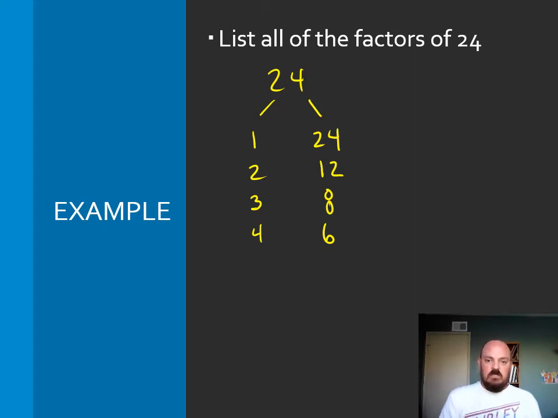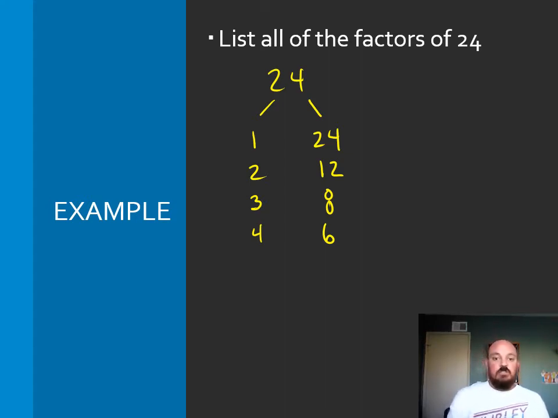And then the next number is 6, but if you look, 6 is already on our list because we have 4 times 6. And that's when you know you can stop. When you're working through your numbers, 1, 2, 3, 4, 5, 6, as soon as you get to a number or past a number that's already on your list, then you know you can stop. There are no more pairs. So basically, all 8 of these numbers are factors of 24.